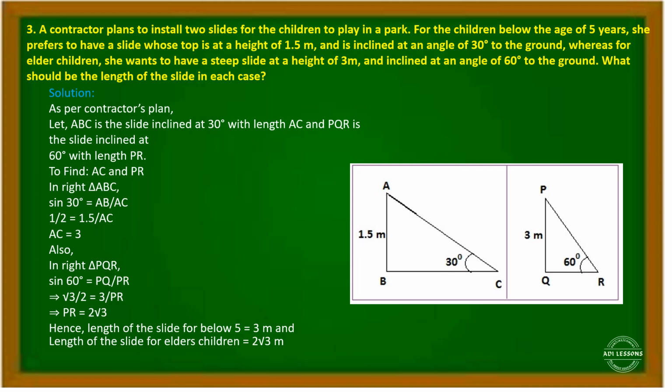Also in right triangle PQR, sine 60 degrees equals PQ by PR, opposite by hypotenuse. So, PR equals 2 root 3. Hence, the length of the slide for below 5 years is 3 meters and the length of the slide for elder children is 2 root 3 meters.